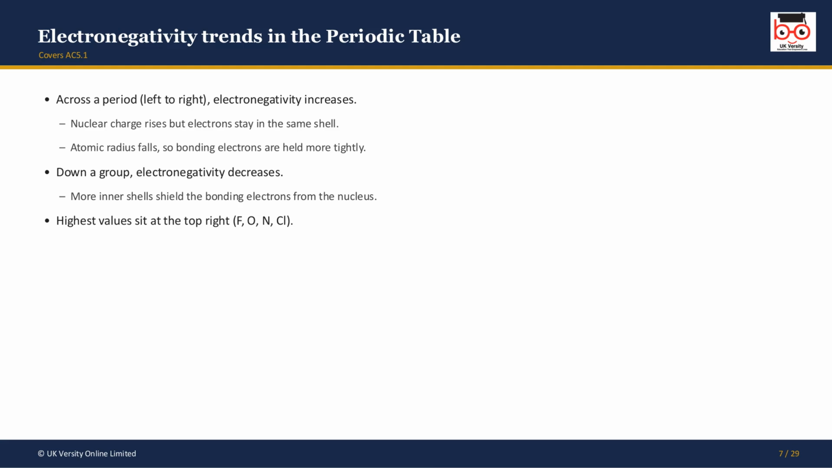Electronegativity follows clear trends across the periodic table. Across a period, left to right, it increases. The nuclear charge rises, while the electrons stay in the same shell, so the atomic radius falls and the bonding electrons are held more tightly. Down a group, it decreases, because more inner shells shield the bonding electrons from the nucleus. Putting those together, the highest values sit at the top right of the table: fluorine, oxygen, nitrogen, and chlorine.